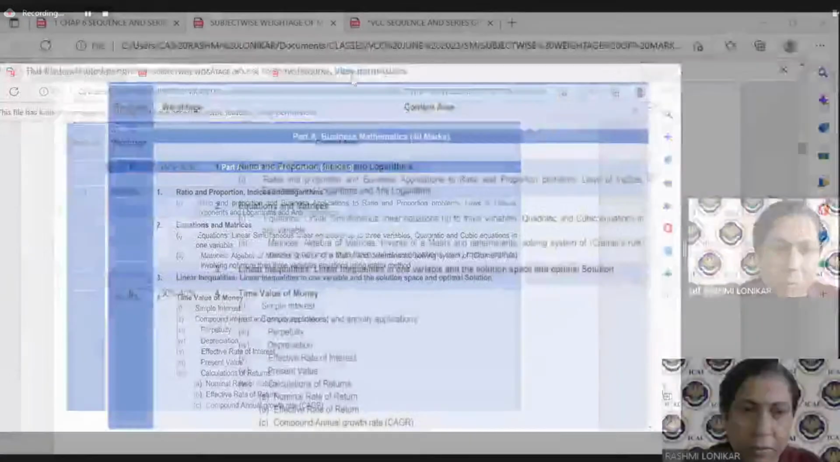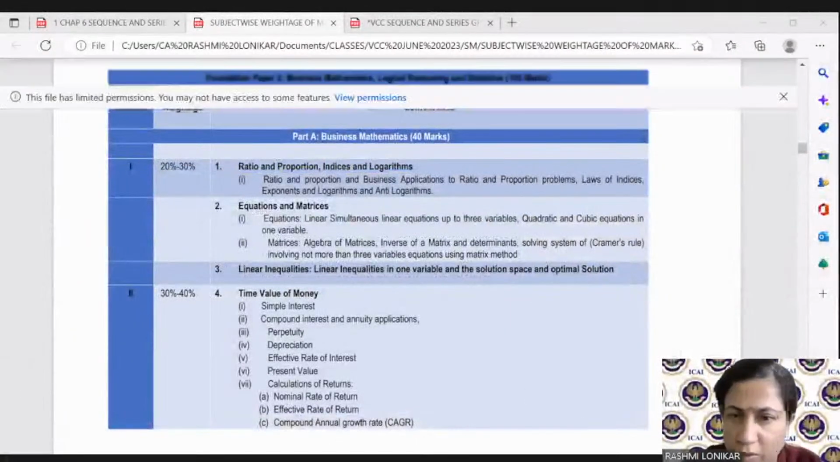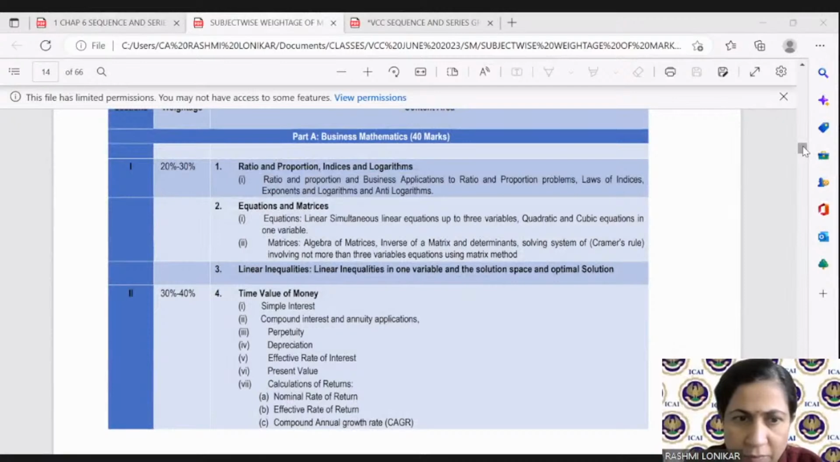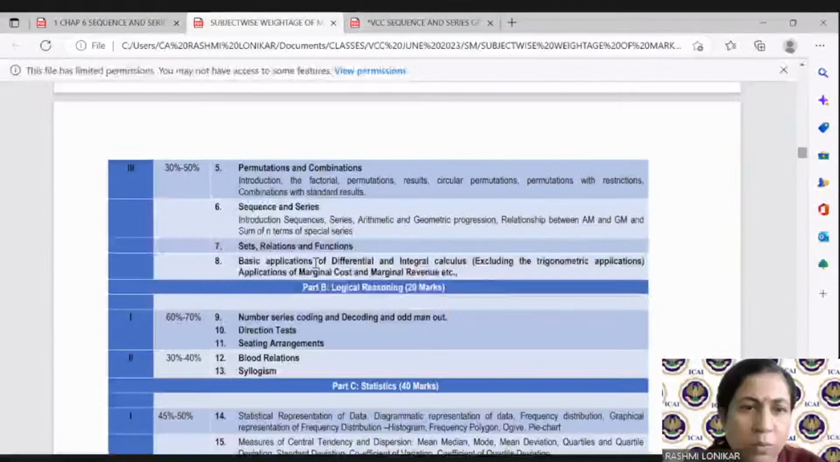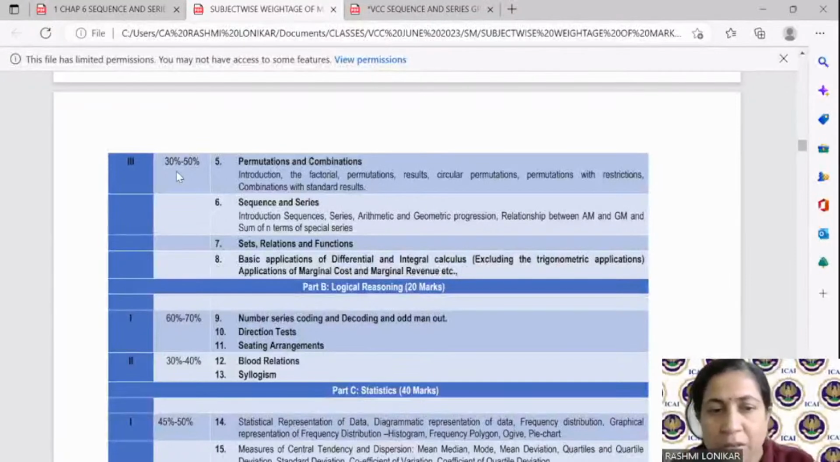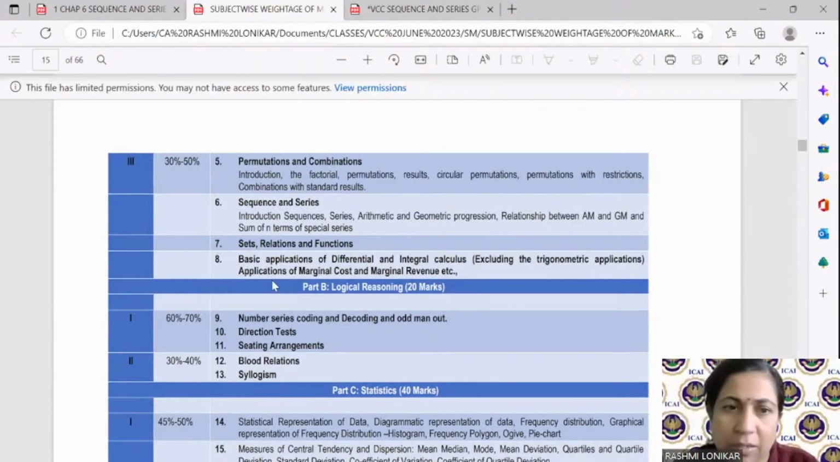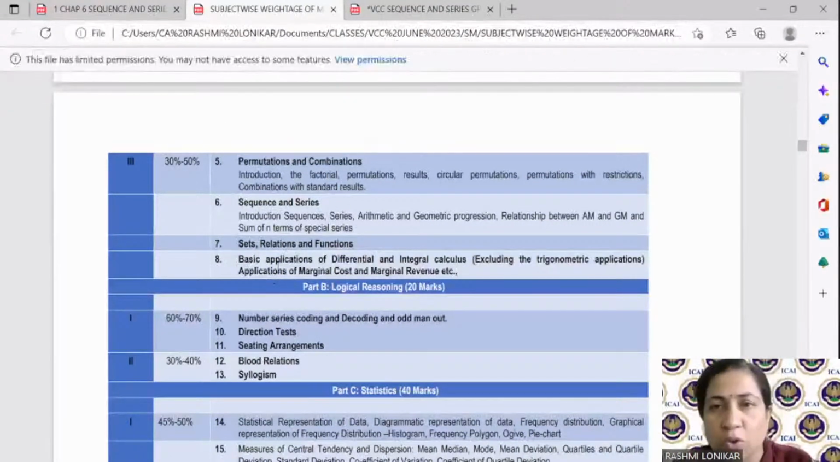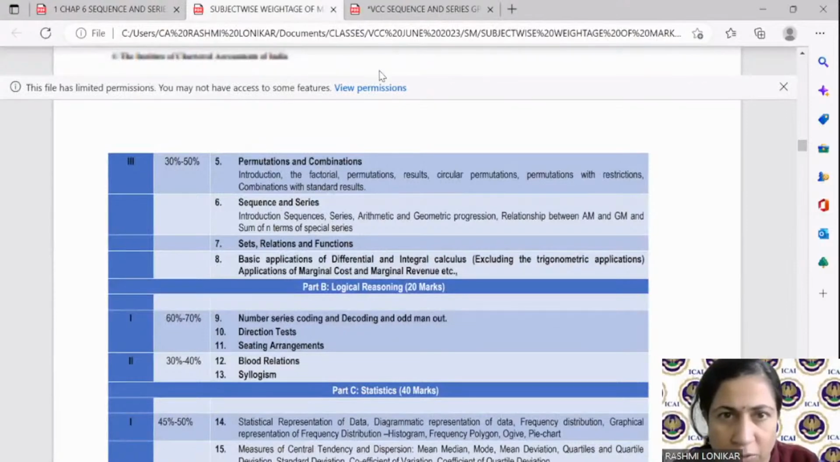Okay, so I hope everybody can see. Equations. Then you have time value of money, and you wanted sequences and series. So these 4 chapters: permutations, sequences and series, sets, and basic application of differential and integration, all together will combine, have a weightage of 30 to 50% of your mathematics portion. Okay, so you could deal with it accordingly, but this is a good chapter to score marks, so I hope you will be able to do that.